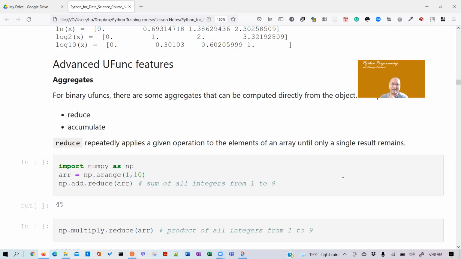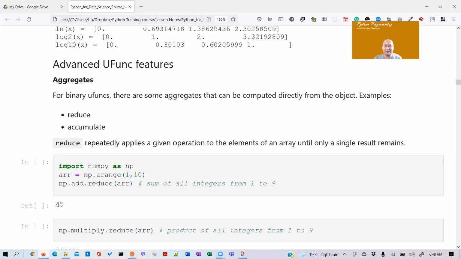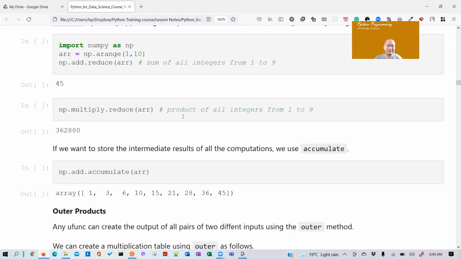Okay, so advanced ufunc features: aggregates. For binary functions, there are some aggregates that can be computed directly from the object. Reduce and accumulate. Reduce repeatedly applies a given operation to the elements of an array until only a single result remains. These are very convenient functions, so let's try them out.